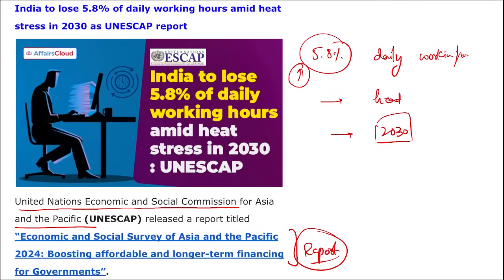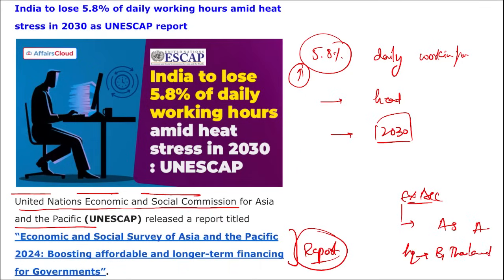If we talk about this organization, the United Nations Economic and Social Commission for Asia and the Pacific region, right? Here, who is the executive secretary? AS Ashilshbana. The headquarters is in Bangkok, Thailand. It was established in 1947 and there are 59 members and 9 associate members in this organization.